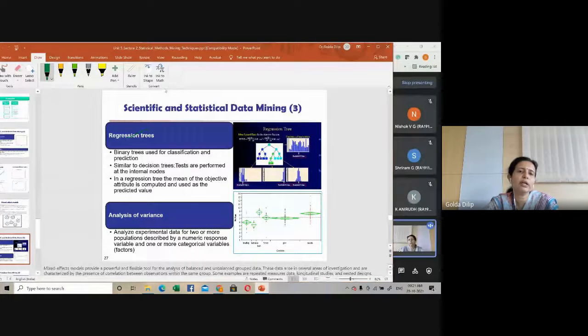You have already learned this when we discussed decision trees. We learned about CART, which stands for classification and regression trees. These are binary trees used for classification and prediction, similar to decision trees where a test is performed at the internal nodes. These are statistical visualizations produced by software. In a regression tree, the mean of the objective attribute is computed and used as the predicted value.